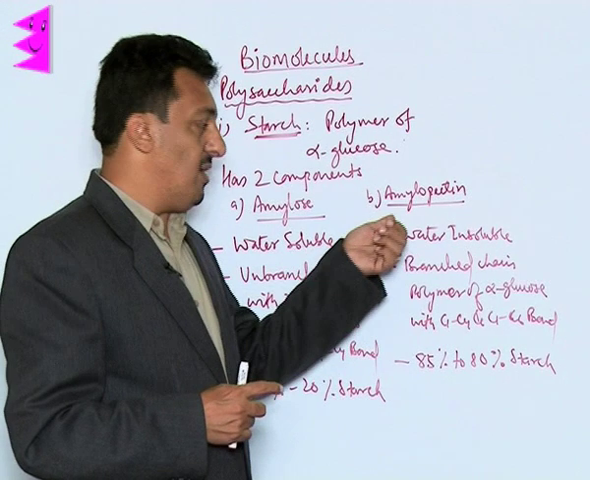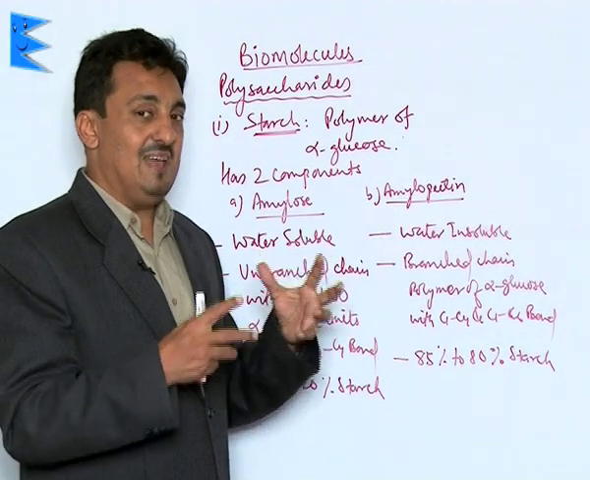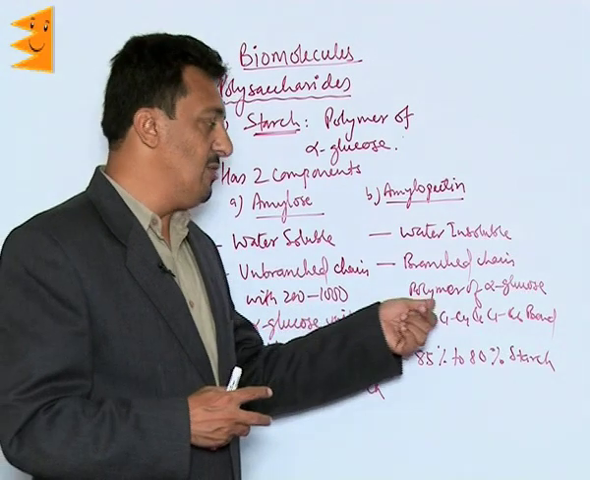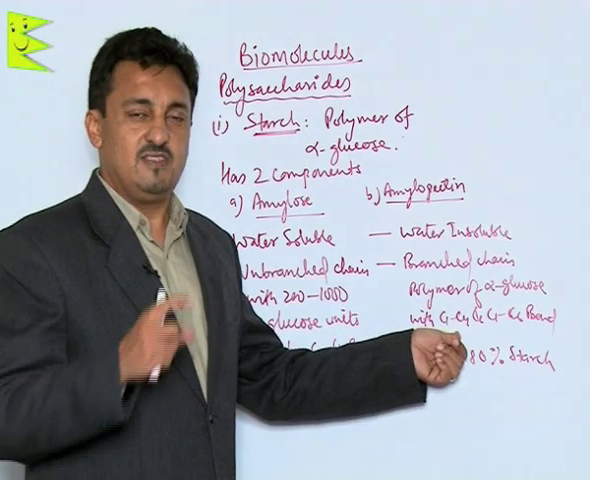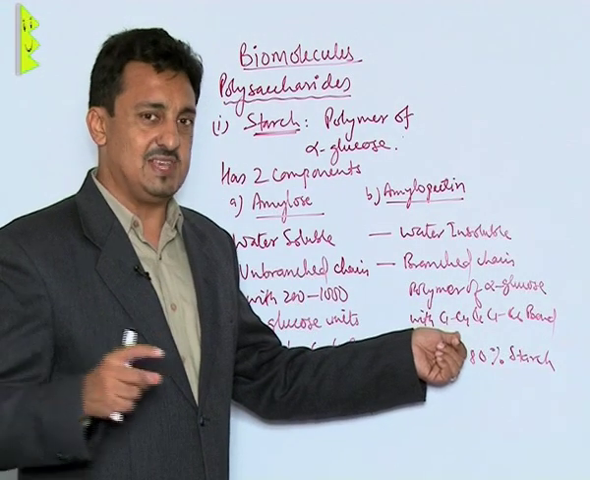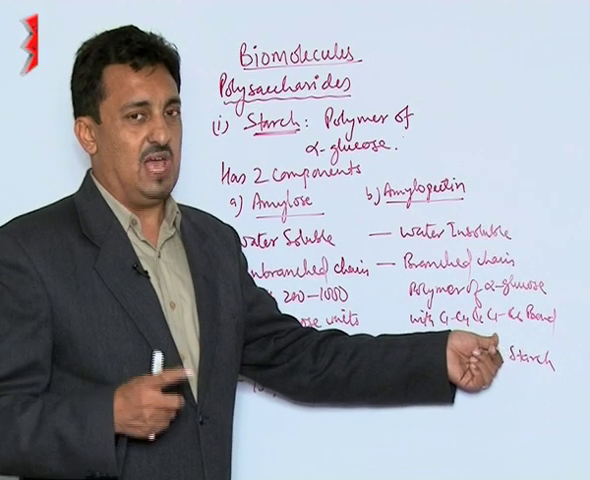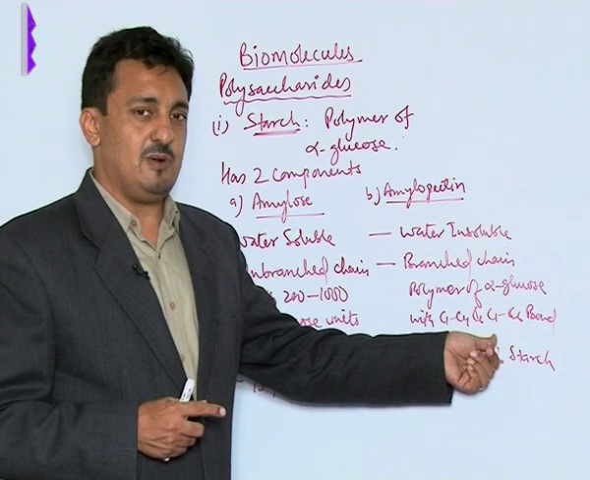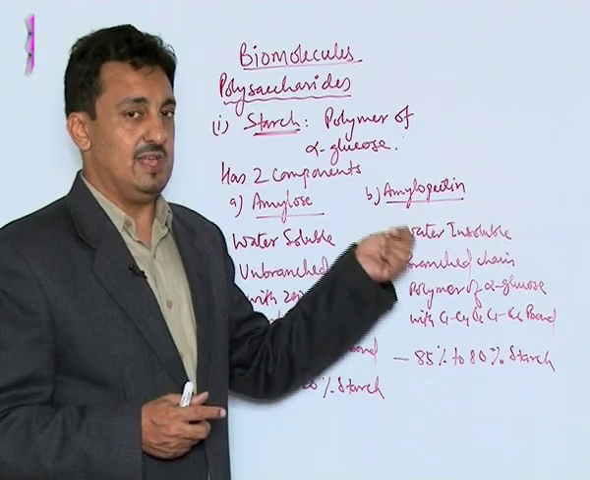The other component of starch is called amylopectin. It has a branched structure. So it's a branched polymer of alpha D glucose, which has C1-C4 bonds, which lead toward linear polymerization, and C1-C6 bonds, which lead toward branching, both types of glycosidic linkages. It constitutes about 80 to 85% of the starch, and it is water insoluble.